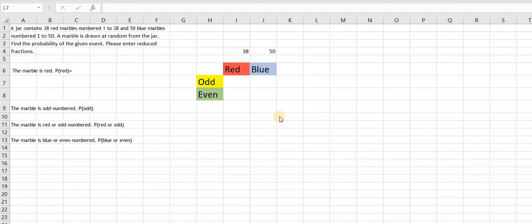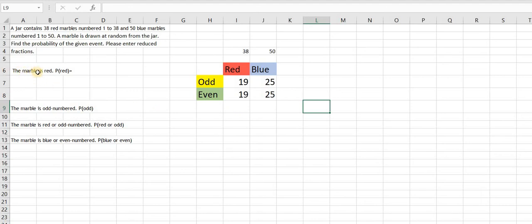So the first thing I usually do to answer this type of question is to break down the categories. I have red and blue marbles, and then they are numbered even and odd. So for example, I have 38 red marbles. That means 19 of them are going to be odd and 19 of them are going to be even. I have 50 blue marbles. That means 25 of them will be odd and 25 of them will be even. Now I'm ready to answer the question.